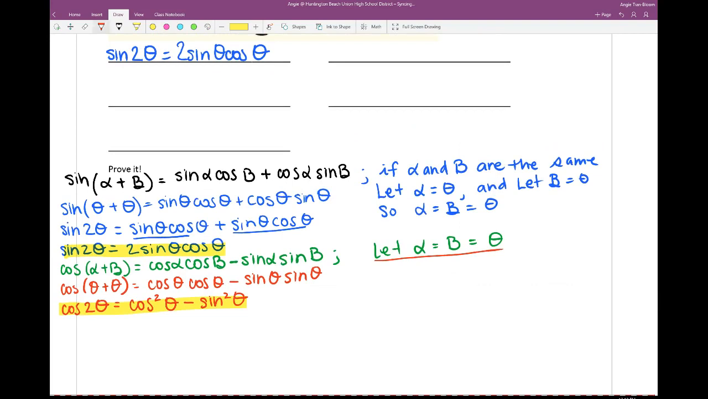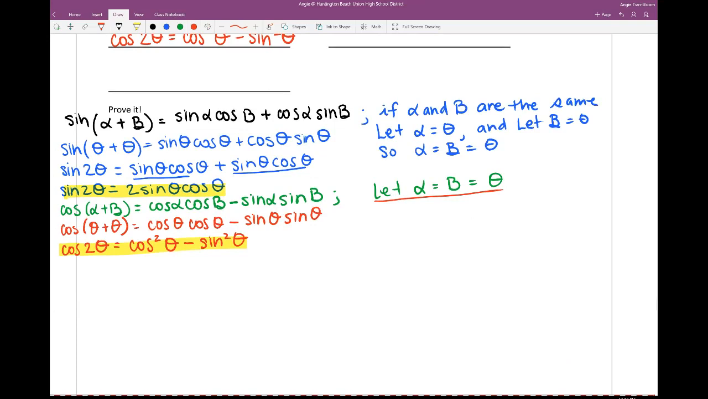Cosine of 2 theta is cosine square of single theta, take away sine square of single theta. But with cosine of double angle, we can also manipulate this, okay?